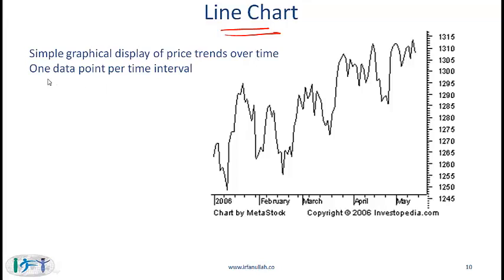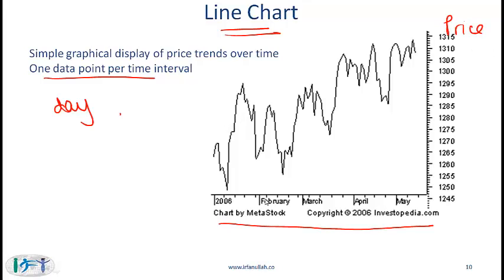We essentially have one data point per time interval. So your time interval might be a day. At the end of every day, you essentially plot the closing price for a given stock. And you notice here that for 2006, we have the closing price of a given stock. Here we are simply looking at price data. So we have price on the y-axis, time on the x-axis.